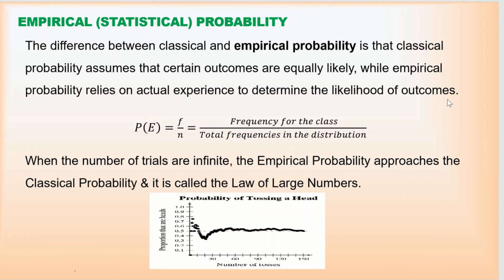If you flip a coin, you may get head 7 times and tail 3 times, or you may get head all 10 times, or you may get tail all 10 times, or you may get head 2 times and tail 8 times. So this probability, the empirical or statistical probability, depends on the actual result of the experiment. The way we calculate it is: probability of any event E is equal to f, the frequency for the class, like how many times you will get the head, divided by n, the total number of frequencies in the distribution, or how many times the experiment is performed.